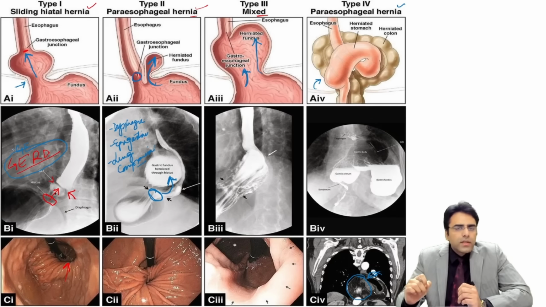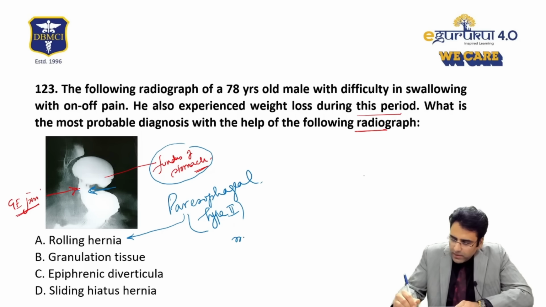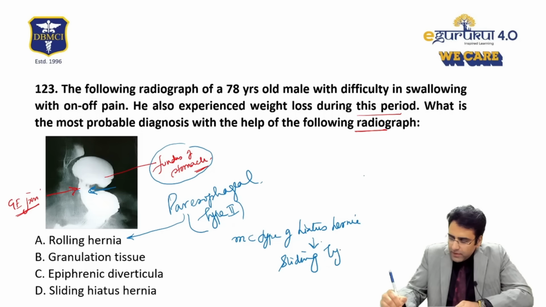Now, the question asked in the exam: which is the most common type of hiatus hernia? It is sliding type of hiatus hernia. Important one-liner, most common type of hiatus hernia. It is sliding. It is not rolling. It is sliding type or type 1.